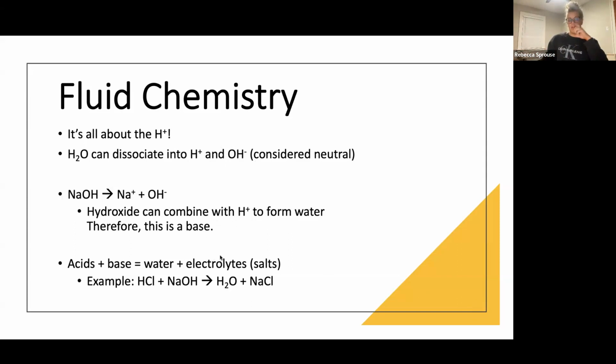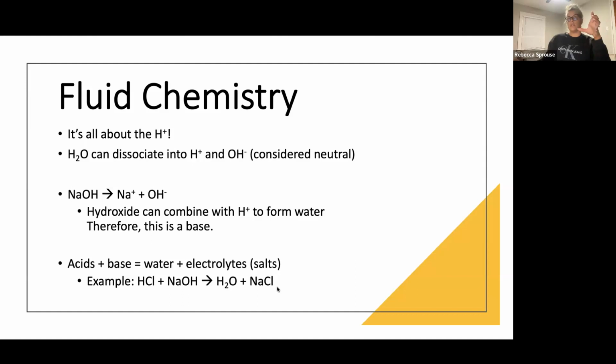Okay, now, on the other hand, hydrogen can combine with OH to form water as well. Like if you flip it around, do the reverse. So hydrogen ions are going to be an acid. Acids plus base equals water plus electrolytes. So for example, if we have hydrochloric acid, HCl, plus sodium hydroxide, so this is a very strong acid, plus a very strong base. When those two things combine, they form water and salt, literally, NaCl and water. So a very strong acid plus a very strong base equals water plus salts.